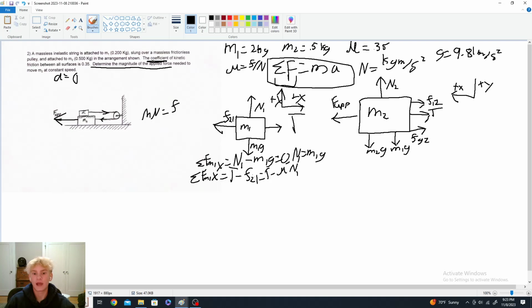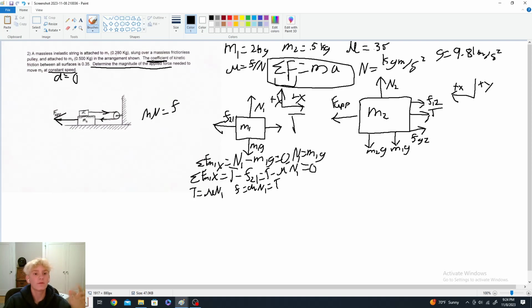So now we know that to be equal to 0 because, like it says here, constant speed. So speed isn't changing, acceleration is constant. So we know that tension is equal to mu N1. We also know that this frictional force is equal to mu N1, and that is equal to tension. They're all equal to each other.